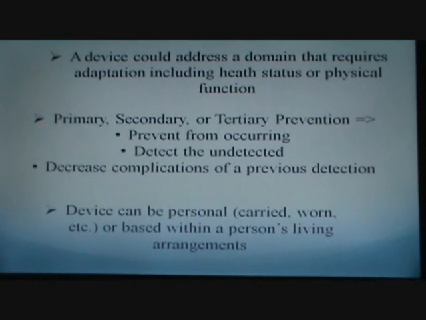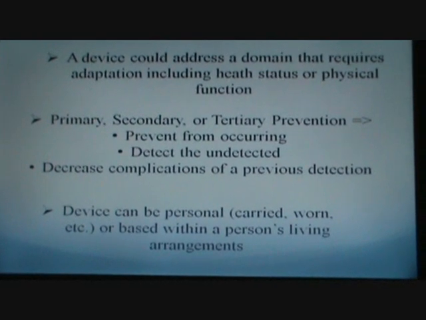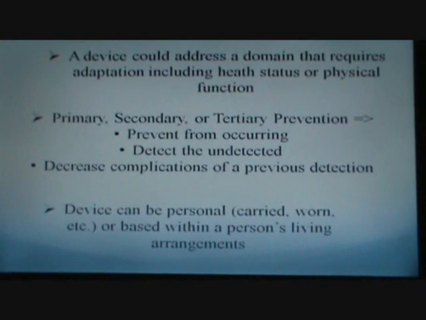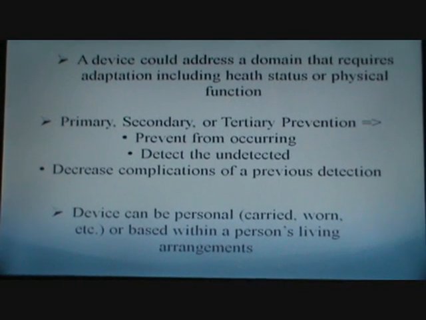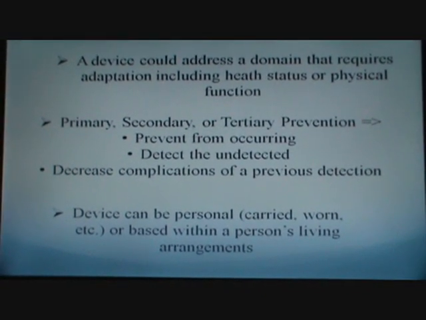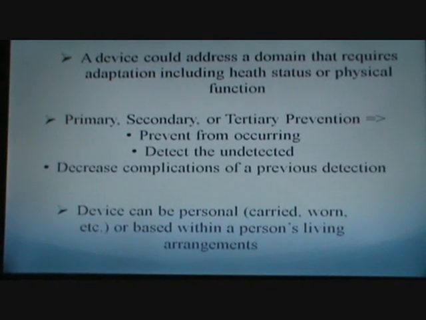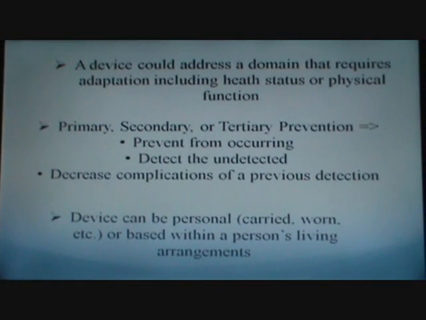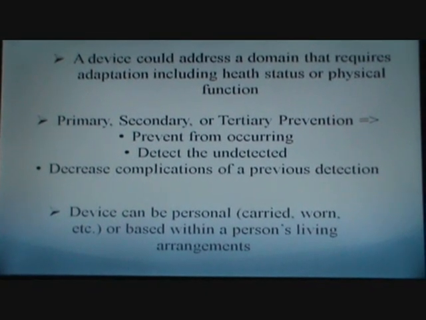Going along with level of prevention, it can be primary, secondary, or tertiary prevention. Primary is preventing something from occurring, secondary is detecting something that's undetected, and tertiary decreases complications of something that has already been detected. And finally, for site of operation, the device can be either personal or based within a person's living arrangements.